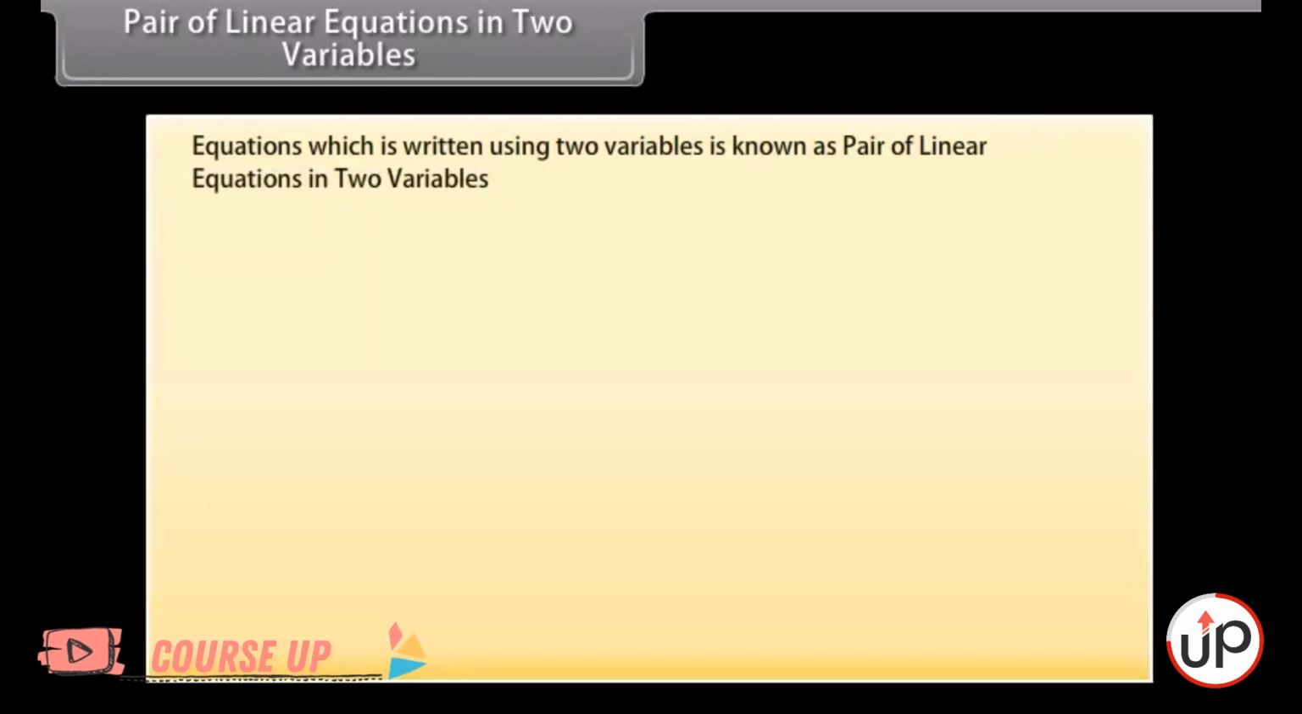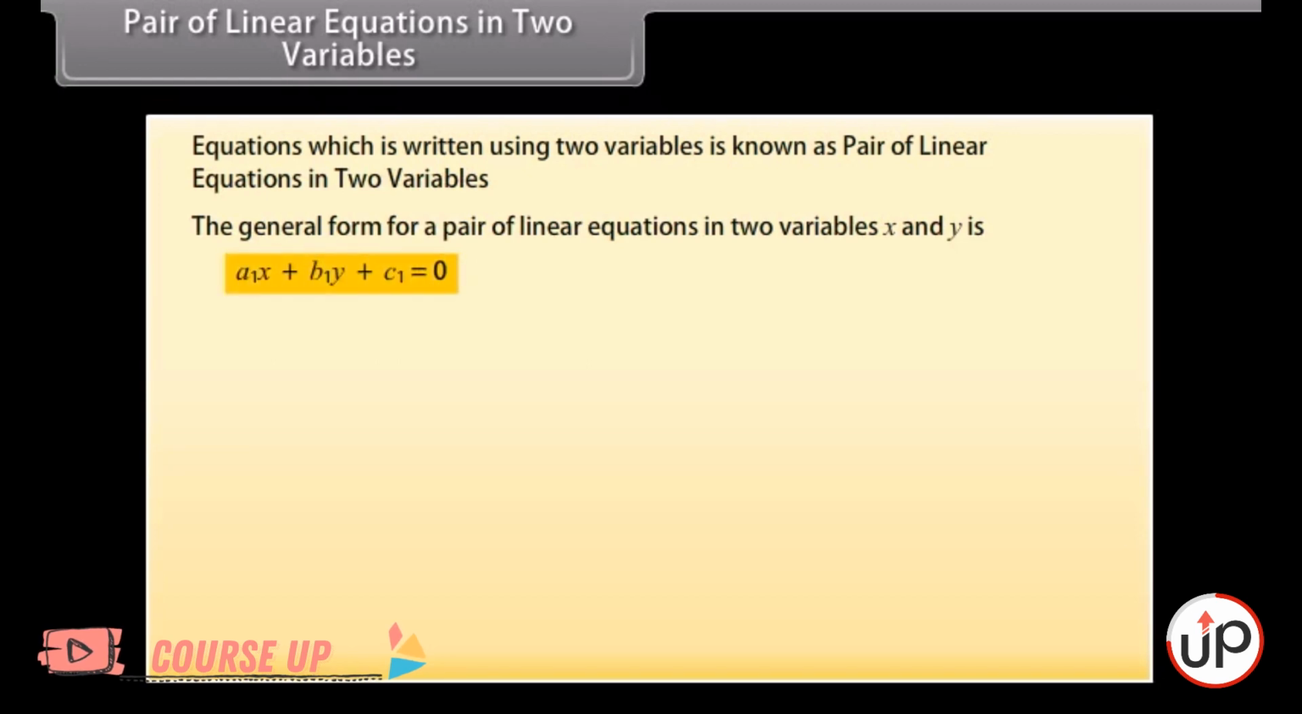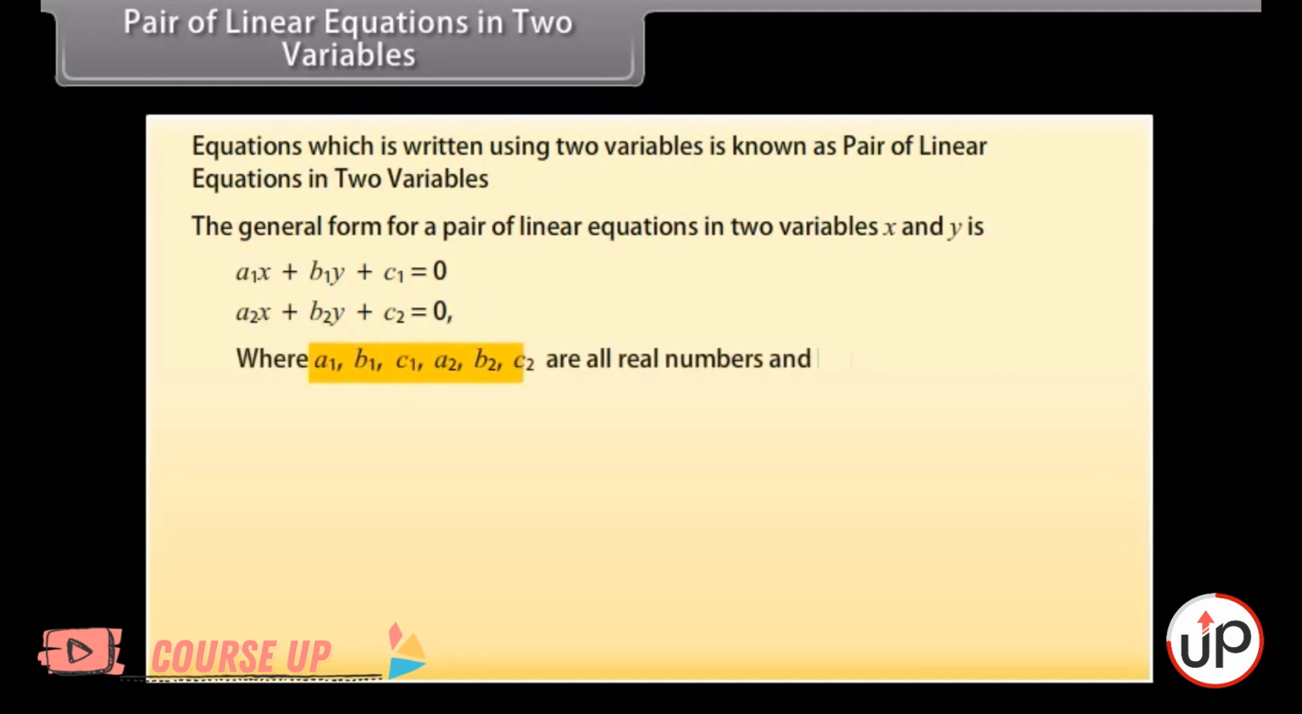Pair of linear equations in two variables. Equations which are written using two variables are known as a pair of linear equations in two variables. The general form of a pair of linear equations in two variables x and y is a1x plus b1y plus c1 equals 0, a2x plus b2y plus c2 equals 0, where a1, b1, c1, a2, b2, c2 are all real numbers and a1 square plus b1 square is not equal to 0, a2 square plus b2 square is not equal to 0.